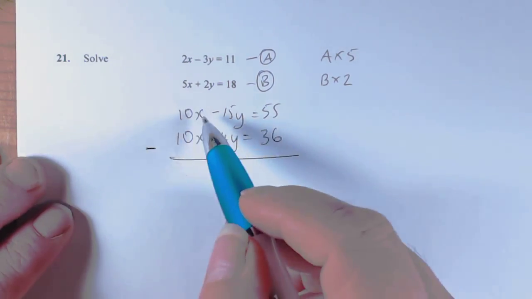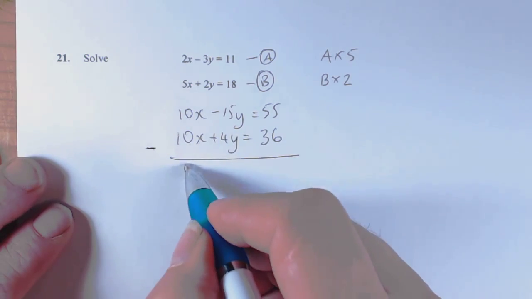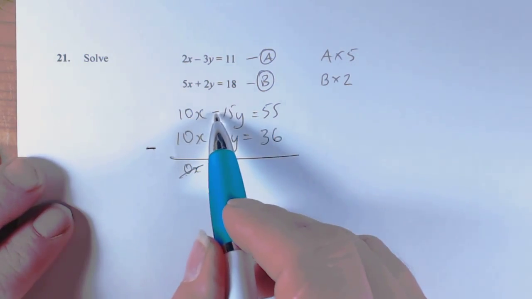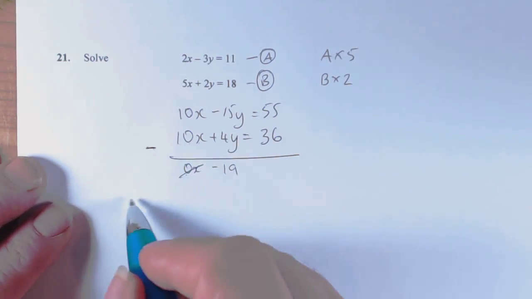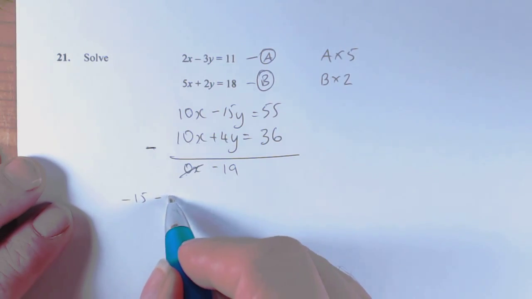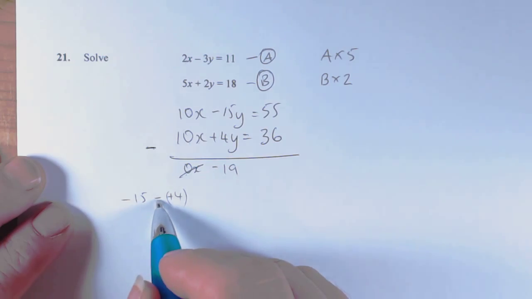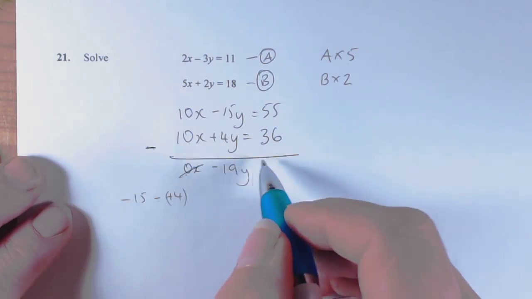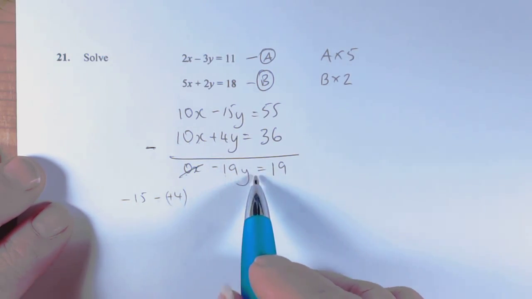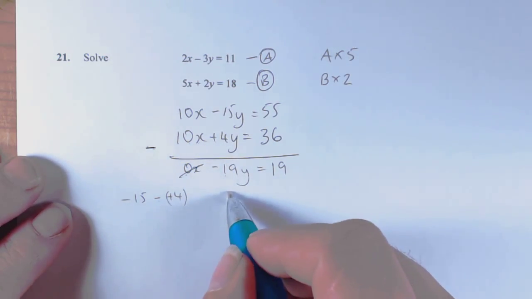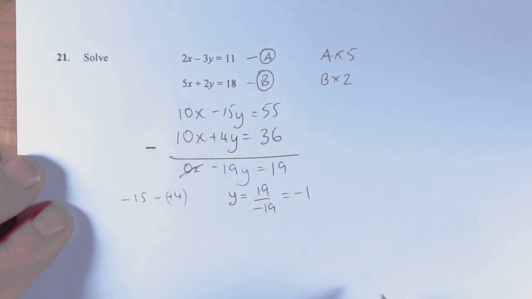The thing we've got to be careful of is we follow through all the time with this what we're doing. So we're doing 10 x's, take away 10 x's, so 0x, so they've gone. We've then got negative 15, take away 4. So we must remember that negative 15 take away 4 is going to end up as negative 19 y's, of course, and 55 take away 36 is 19. So negative 19y is 19, so I divide by negative 19, so y is 19 divided by negative 19, which gives me negative 1.